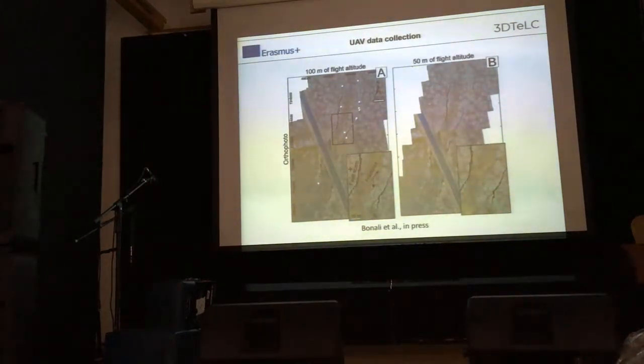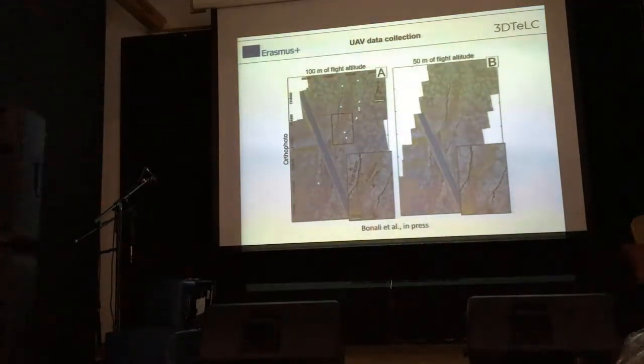And then this is an example of the results. In this case, we have done two different surveys, but above the same area. One flying 100 meters above the target, and the other one flying 50 meters above the target. The idea was to reconstruct the small area to distinguish faults and fractures. This is what we have done.